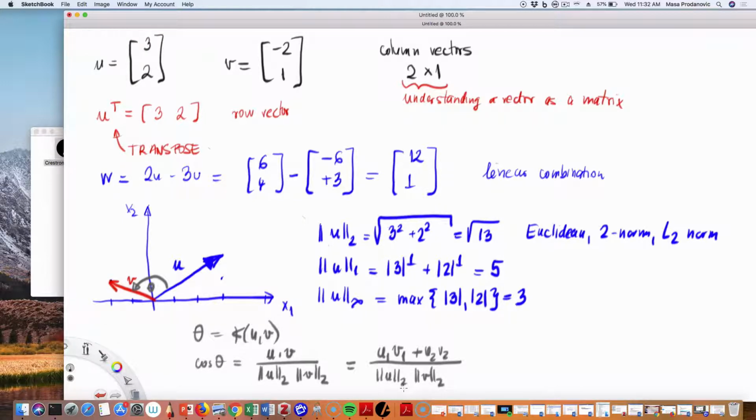No, u1, v1. Oh, u1? Sorry. No, it's not. It's a dot. Yeah. It's a dot product, yes. Sorry. So this is my scalar product or dot product.